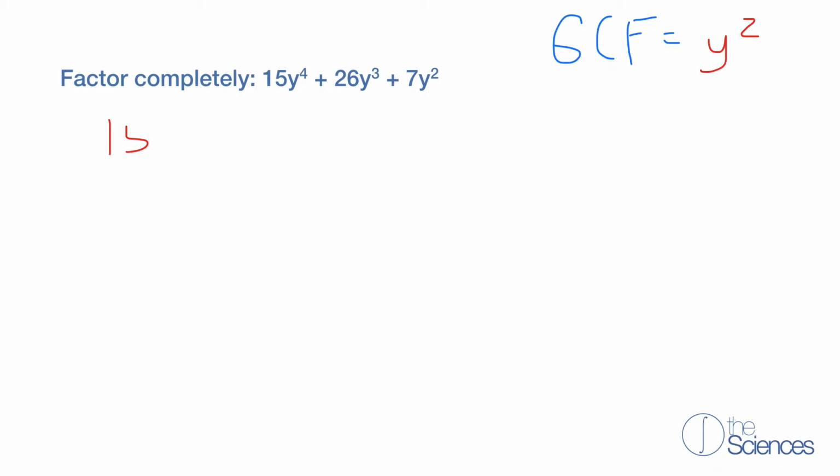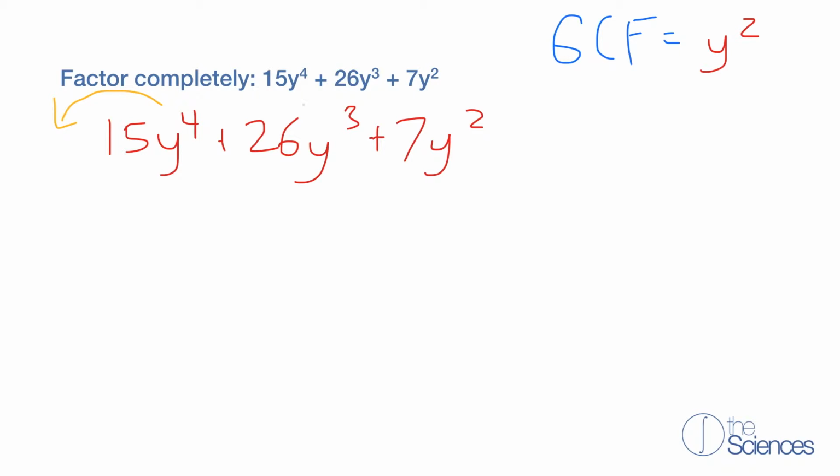So here we have 15y to the fourth plus 26y cubed plus 7y squared. So we're going to factor out a y squared from each of these terms. So when we do that, we get y squared times 15 times the y squared is y to the fourth, plus 26y, y times the y squared is y cubed, plus 7.